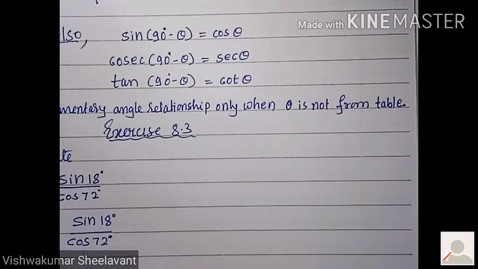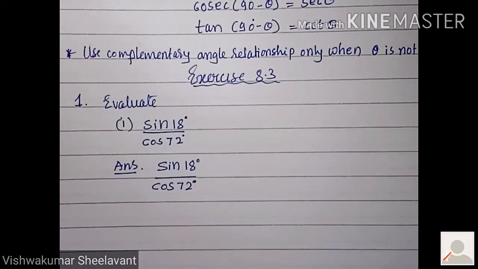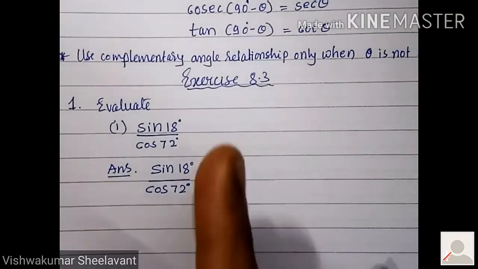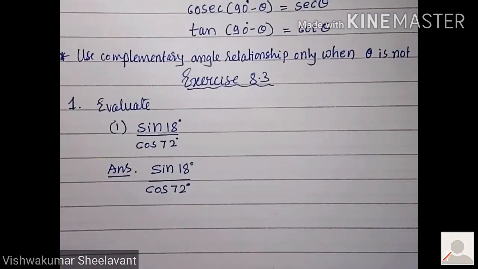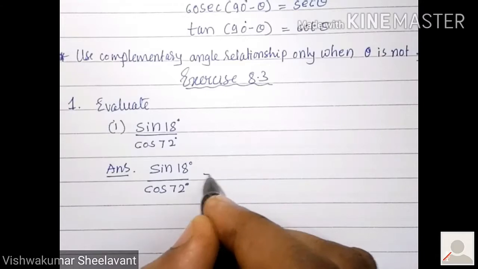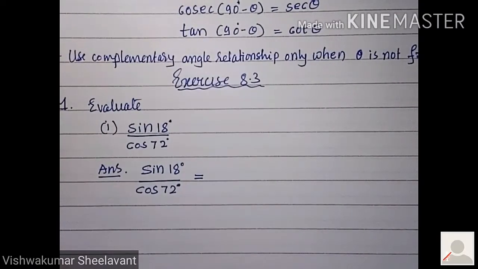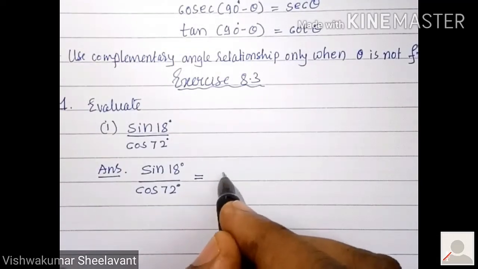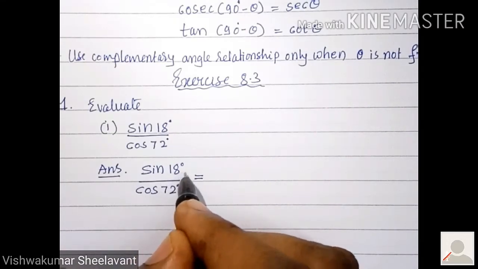I have seen students who apply complementary angle relationships even for the angles that are there in the table. You need not apply it because the values are directly available to you. You can put the values and simplify like in the last exercise. So I will apply the complementary angle relationship to sine of 18.